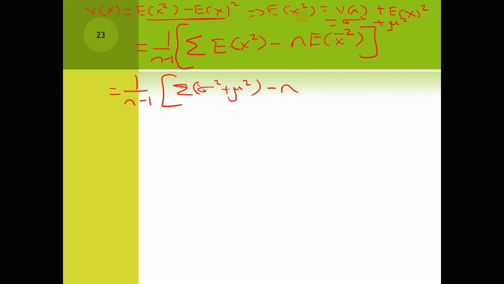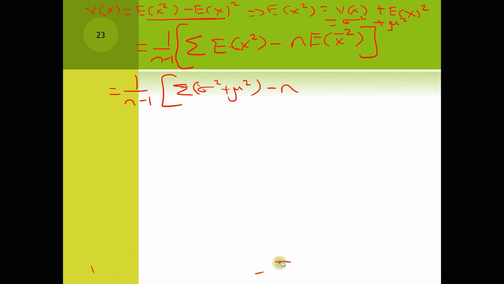If the expected value of x squared is equal to the variance of x plus the expected value of x, squared, it means that for any other random variable, it could be z, for example, the expected value of z squared is equal to the variance of z plus the expected value of z, squared. It means that the expected value of x bar squared is equal to the variance of x bar plus the expected value of x bar, squared. That's what it means.